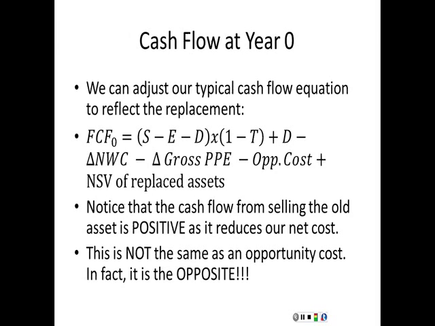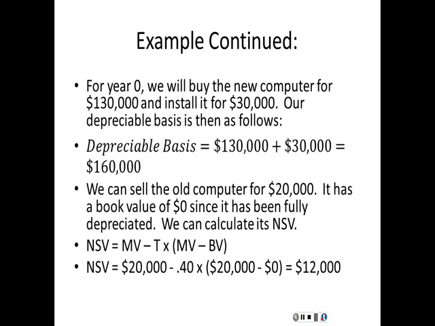Here's our typical cash flow equation. Here we're impacted by the gross PPE, and then we add back the net salvage value of replaced assets. Keep in mind that's a positive impact for us. It reduces the net cost because it's a cash flow in. So here are our calculations. Here's our depreciable basis of $160,000. They tell us the old computer can be sold for $20,000. That's its market value. And it has a book value of 0 since it says it's been fully depreciated. Remember, fully depreciated means we've taken all the depreciation we can take. So we go directly to the net salvage value.